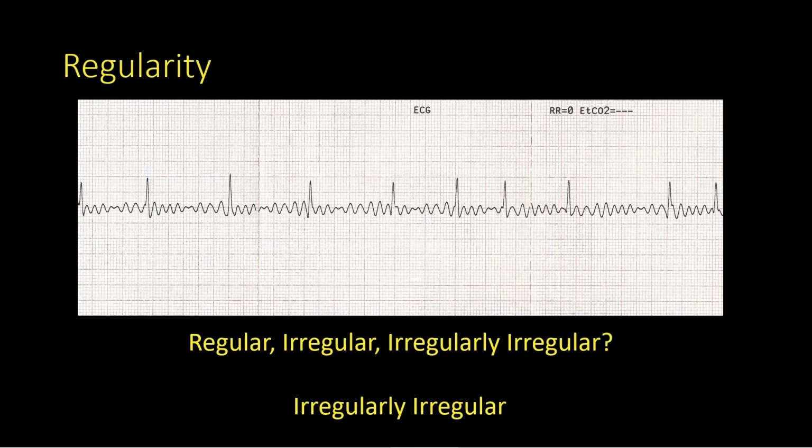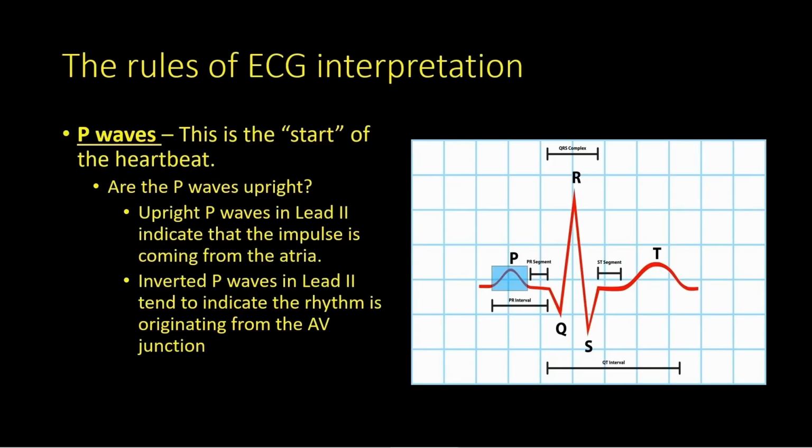Alrighty, so now that we've discussed regularity and whether a rhythm is regular, irregular, or irregularly irregular, let's start looking at some of the different parts of the rhythm. We talked before about P waves. This is the start of the heartbeat. Normal rhythms should have P waves that are upright. Upright P waves in lead 2 indicate that the impulse is coming from the atria down toward the ventricles, or moving toward the positive electrode at the left leg.